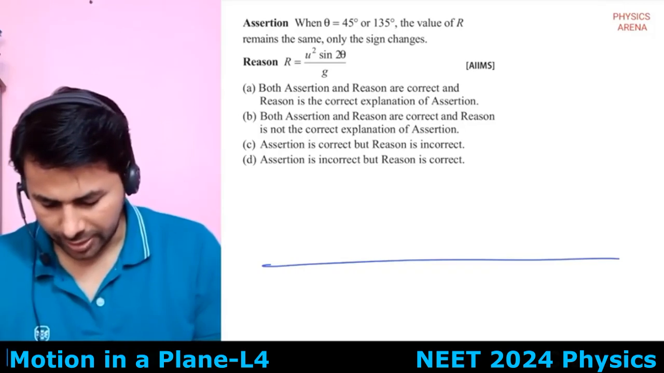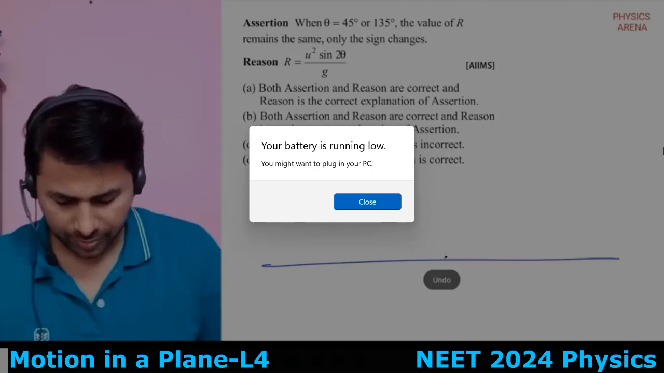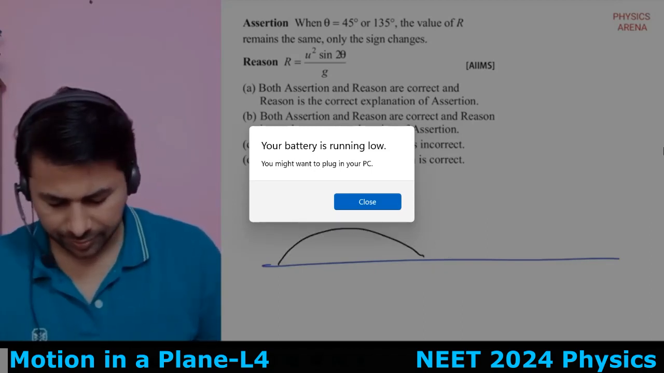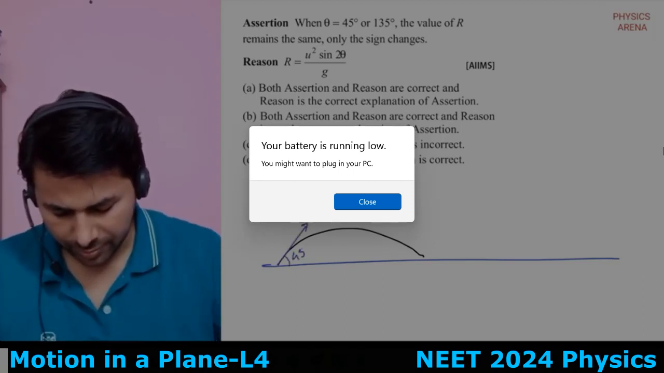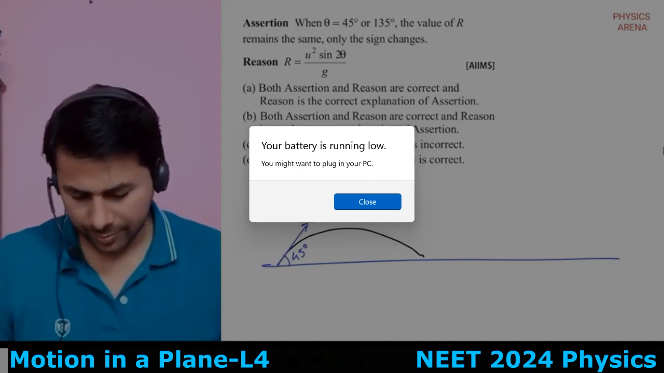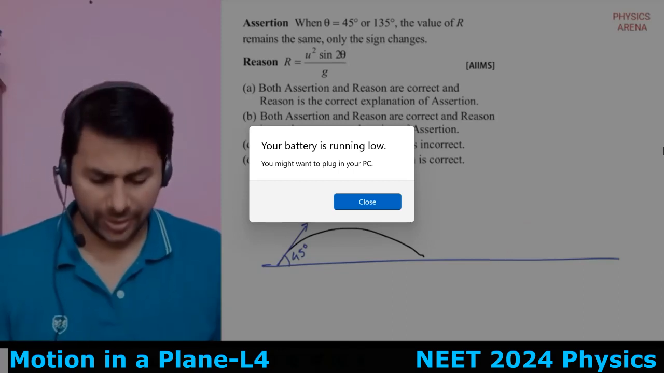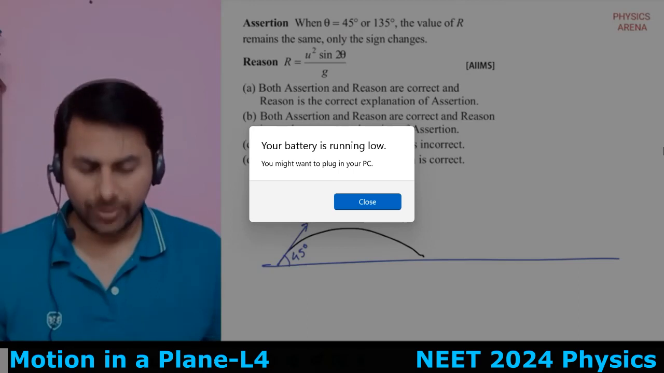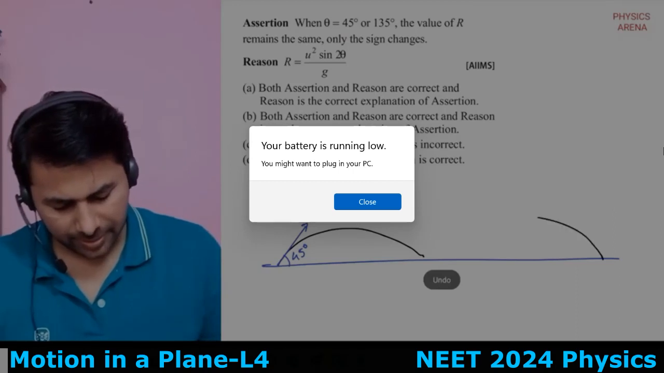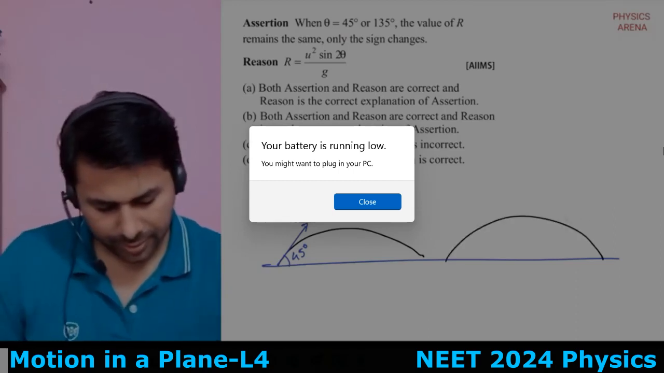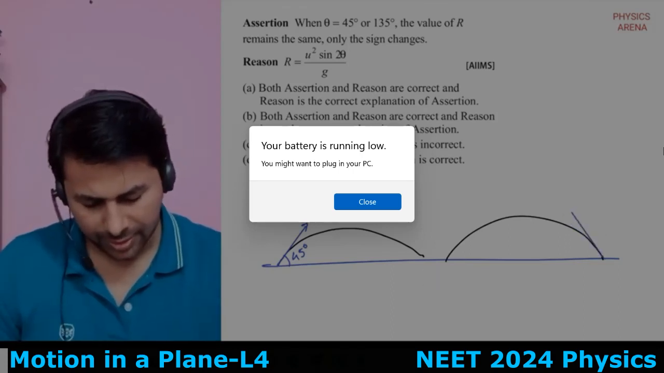You have this horizontal ground. You project a projectile like this. Okay. This angle is suppose 45 degrees. And what will be 135? So this total angle is 180 degrees. If you subtract 45 from 180, you will get 135. So in the second case, your projectile is projected like this. Okay. The second case, the projectile is projected like this.